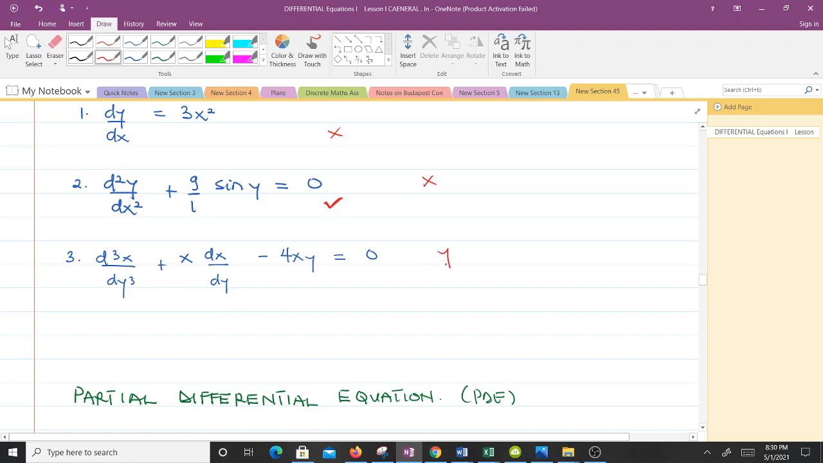So that's what an ordinary differential equation is. You see, it's very simple. And in our study of differential equations, that's what we'll be focusing on. Later on in third year, you study partial differential equations.